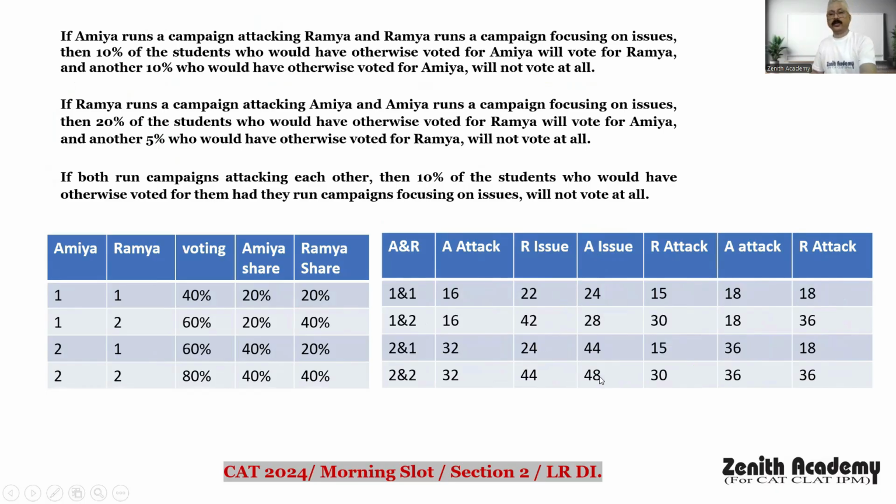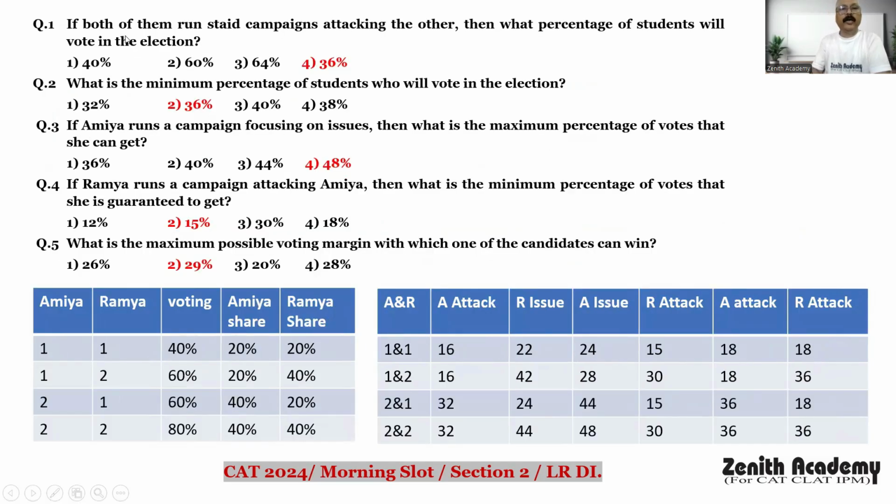And let's answer the questions. Look here. First question: if both of them run a campaign attacking the other, this will be the case. Both of them run a campaign attacking the other, is level 1 and attacking the other. So it is very simple. It means the last one, this focus. Then what percentage of the students will vote in the election? So 18% to Amya and 18% to Ramya, 18 plus 18, 36. The answer is this.